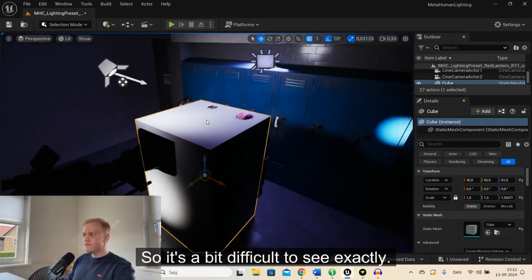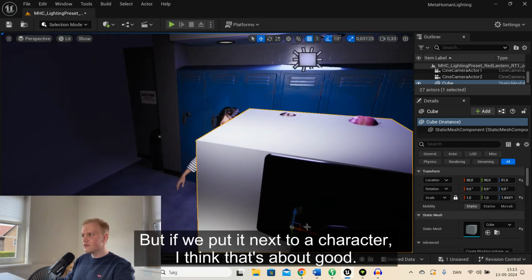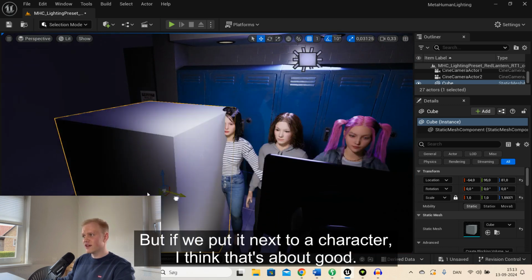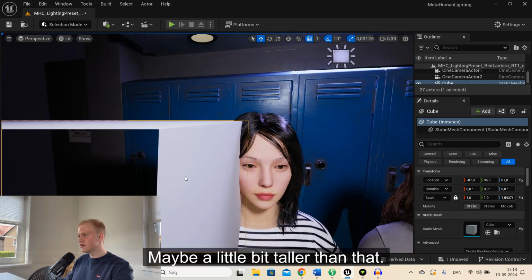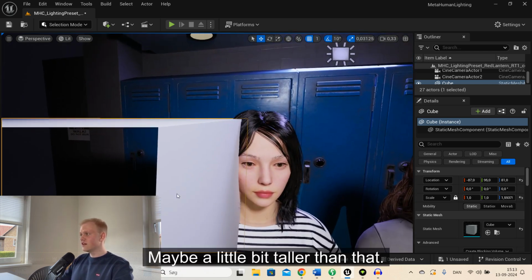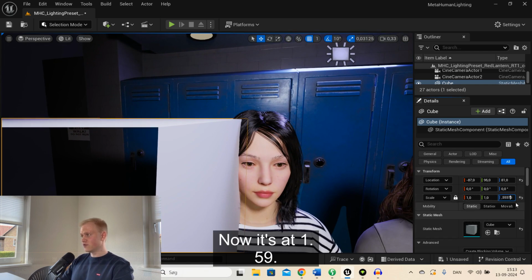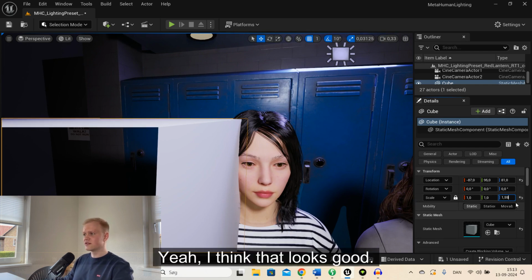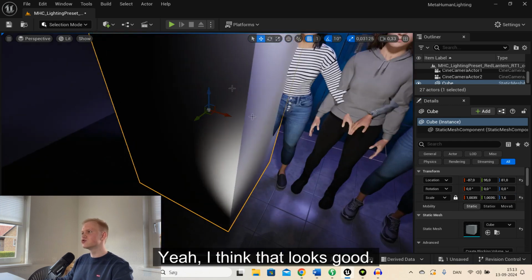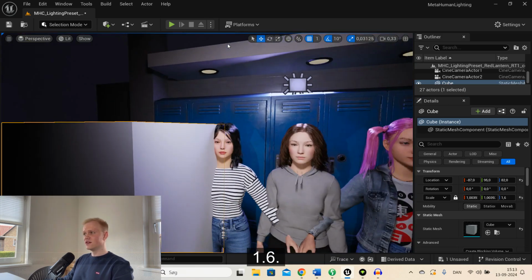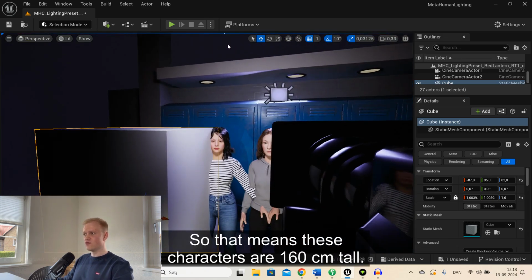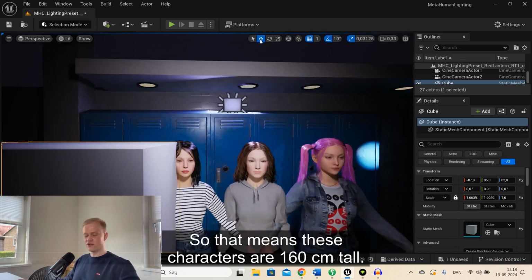It's a bit difficult to see exactly, but if we put it next to a character, I think that's about good, maybe a little bit taller than that. Now it's at 1.59, so let's try 1.6. Yeah, I think that looks good. I think that's actually it, 1.6. So that means these characters are 160 centimeters tall.